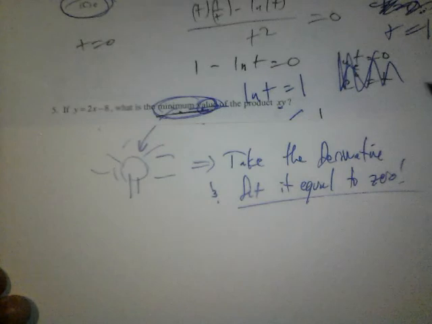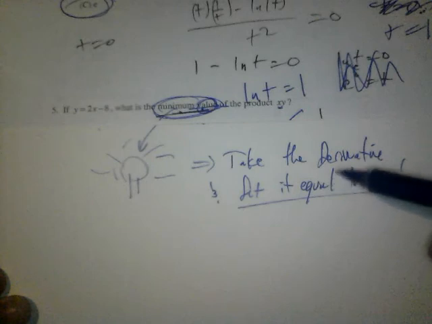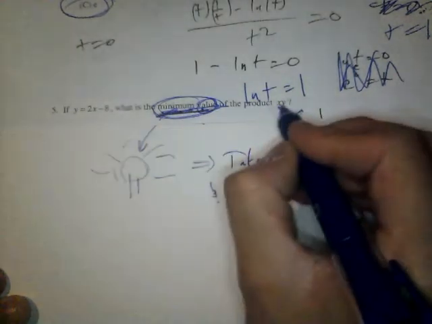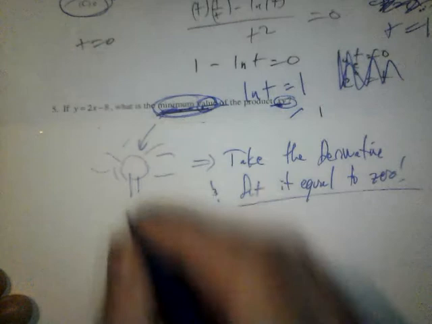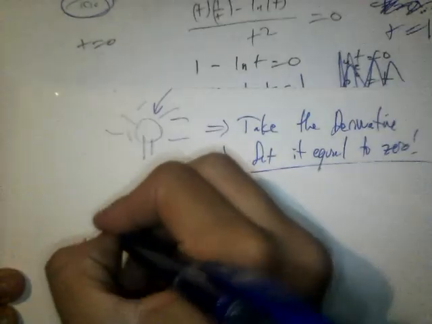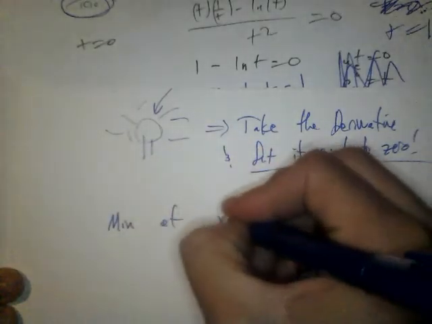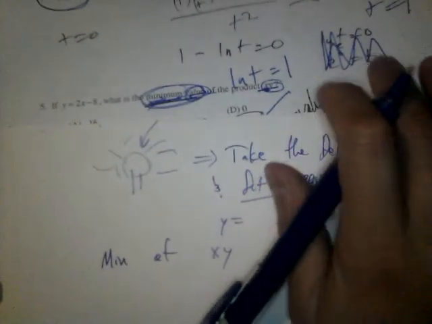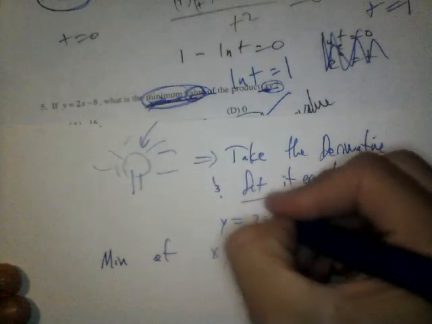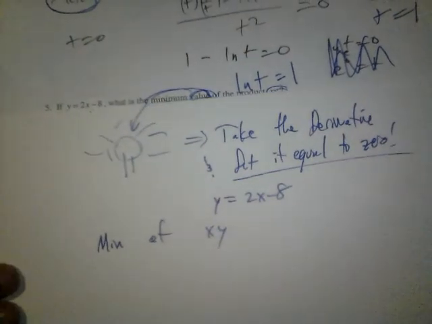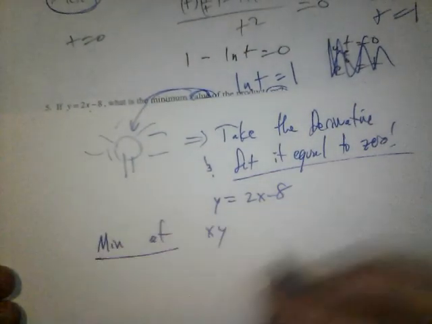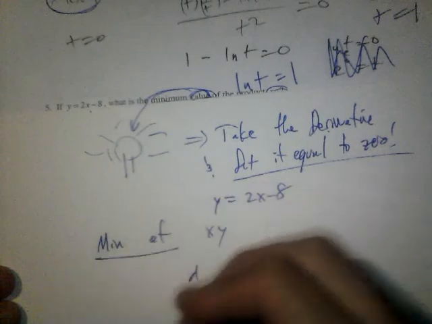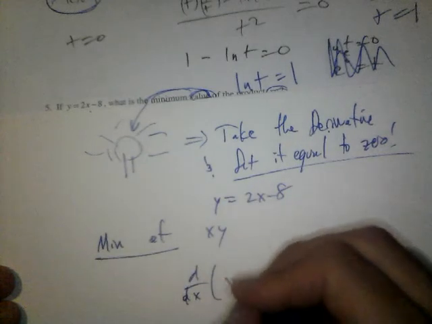So we're going to first find the x value, and then we're going to plug it back into the original to find the y. And it says we want to find the min of the product of x times y. So we want to find the min of xy, where we know y is equal to 2x minus 8. So this basically means min means derivative, so I'm going to take the derivative with respect to x of xy.